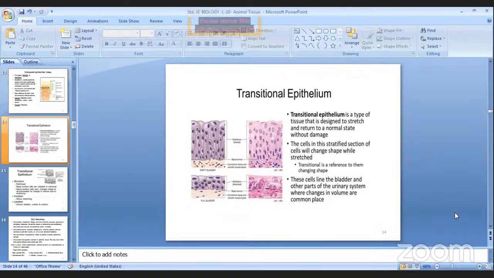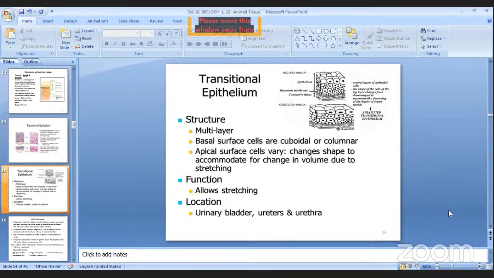Now, beside this, I will show you one more diagram. Here you see transitional cells. This is in a relaxed condition and this is in a stretched condition. Here you see how the cells look dome shaped, and here how they look stretched, isn't it? The structure is multi-layered, right? Therefore, it comes under compound epithelial tissue. Basal surface cells are cuboidal or columnar. Apical surface cells vary, changing shape to accommodate change in volume due to stretching. The function is it allows stretching, and the location is the urinary bladder, ureters, and urethra.